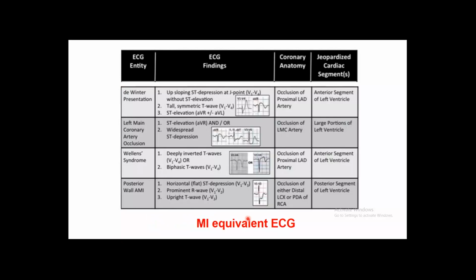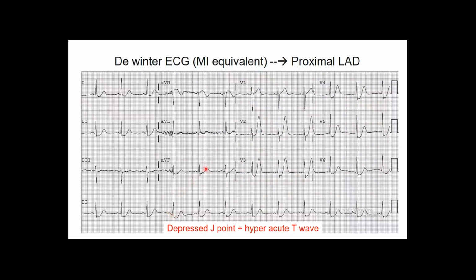Then we have what is called MI equivalent ECG. That means that the patient doesn't have ST segment elevation, but still he has a high probability to have significant myocardial ischemia. We will go through this MI equivalent ECG rapidly, starting with what is called the Winter sign. The Winter sign denotes acute myocardial infarction or ischemia in the left anterior descending artery territory.